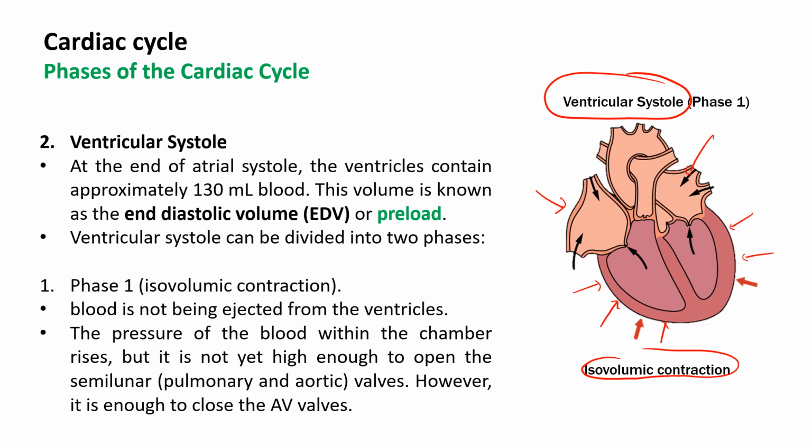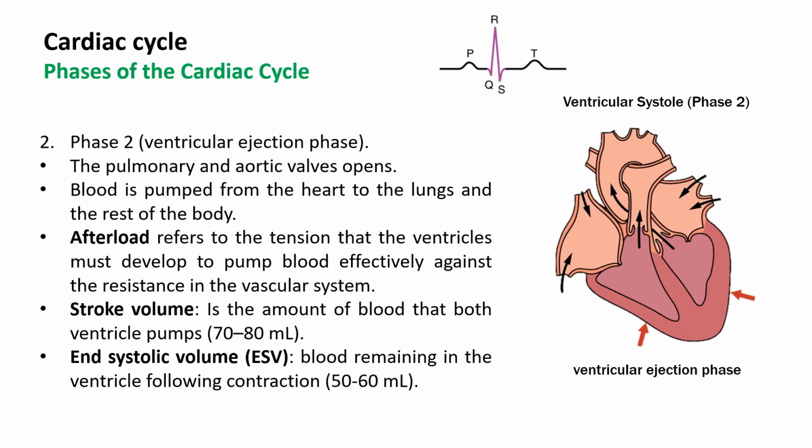And that's why this is called isovolumic contraction. So blood is not being ejected yet. And again, this is very, very brief, because as you will see, the ventricles will keep contracting, and then will reach a pressure that is high enough to open these semilunar valves, and then ejection will take place, which is what we can see here. This is phase 2 of the ventricular systole.